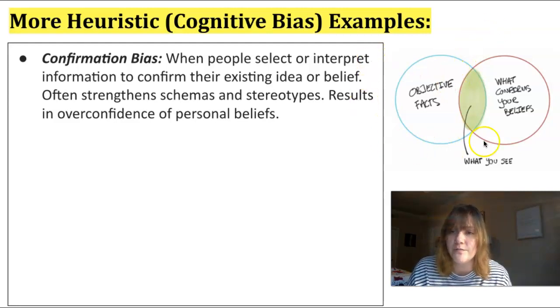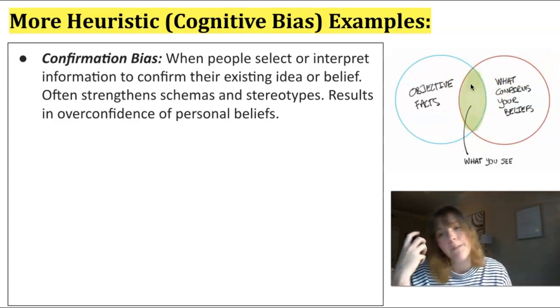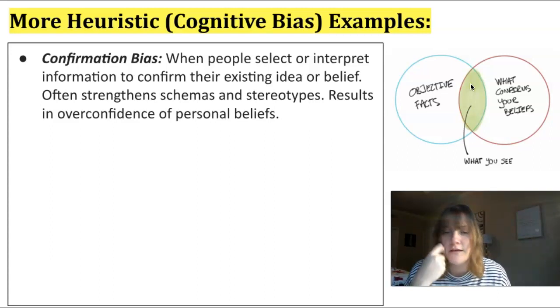This is a really good picture that explains confirmation bias. On the blue side, you have objective facts. On the red, you have what confirms whatever you already believe. And then the Venn diagram where it overlaps, that's confirmation bias. That's what you're going to choose to focus on because it confirms what you believe in. And all this stuff that maybe does not confirm what you believe in will be stuff that gets ignored.